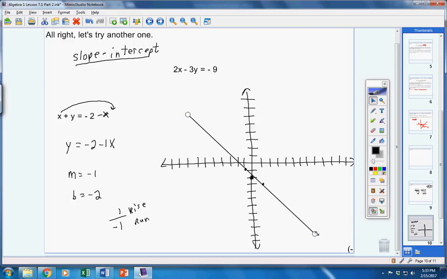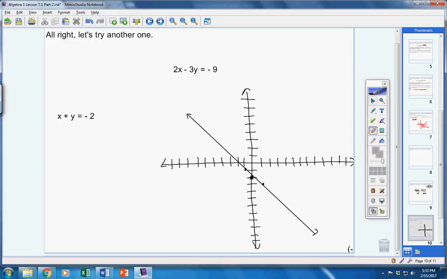Alright, so there we go. So there's my line. Now, let's graph the other linear equation. Now, I'm not going to use the slope intercept on this one. It's longer and there's no need to do that. I just wanted to do a different method just to review, okay?